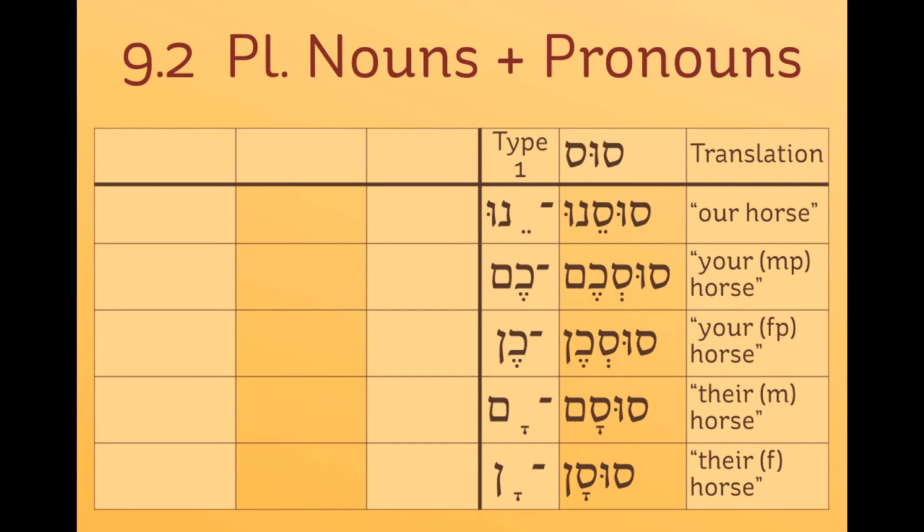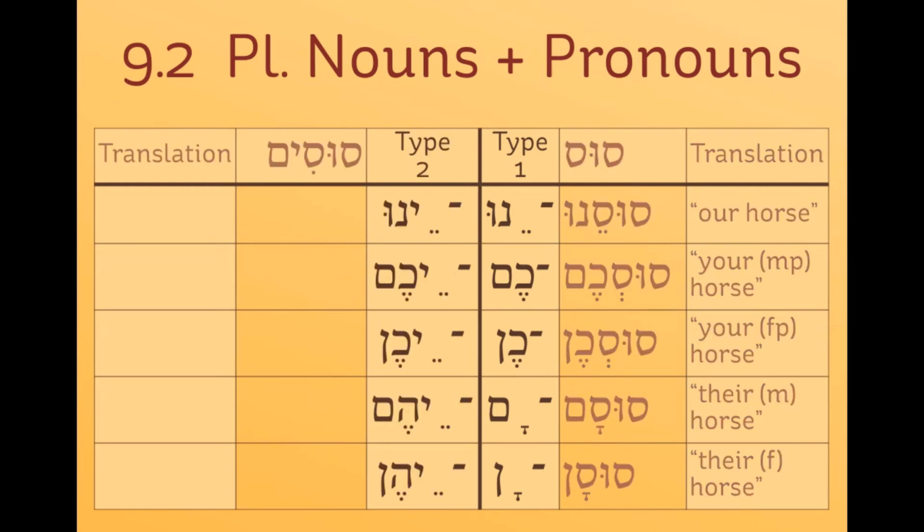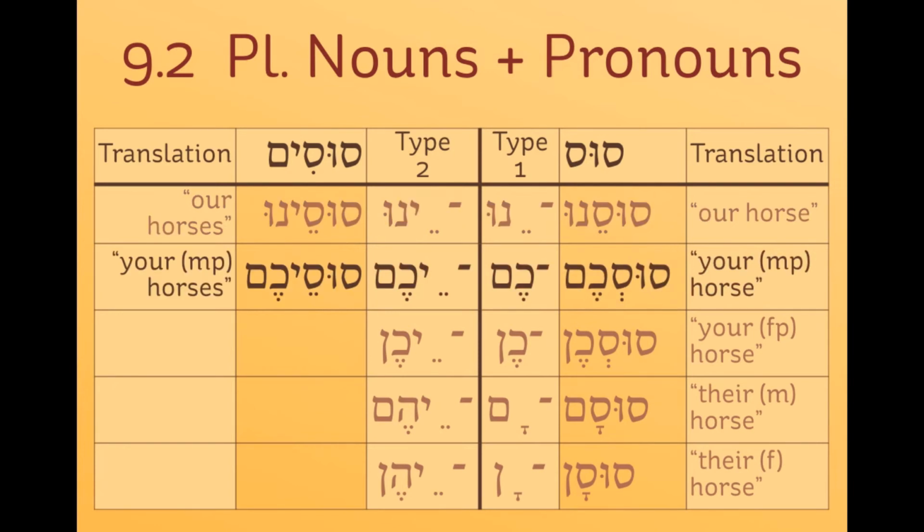And remember, we can attach a plural pronoun onto a singular noun, so susenu is our horse. We can also have a plural pronoun on a plural noun, so we have these plural type 2. Let's read off each pair. Susenu is our horse, susenu our horses.